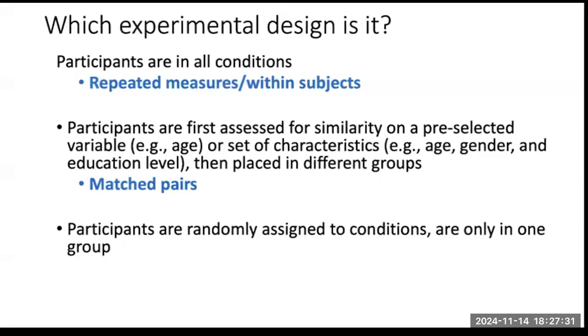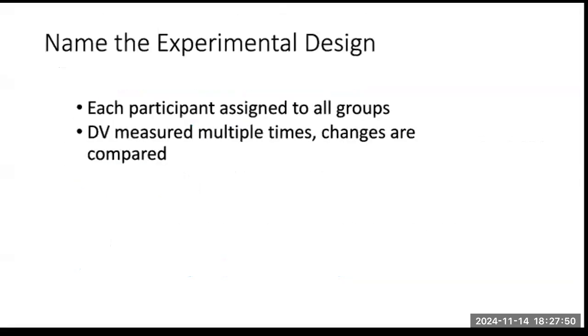All right, so participants are randomly assigned to conditions and are only in one group. What kind of experimental design is that one? Between subjects or independent groups. Okay. All right. If each participant is assigned to all groups and the dependent variable is measured multiple times and the changes are compared, what is it?